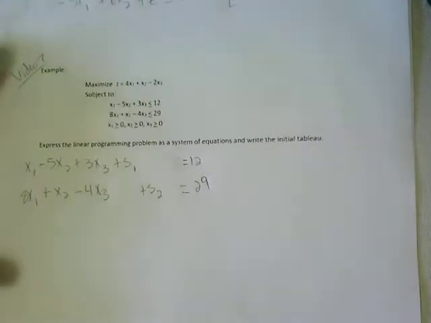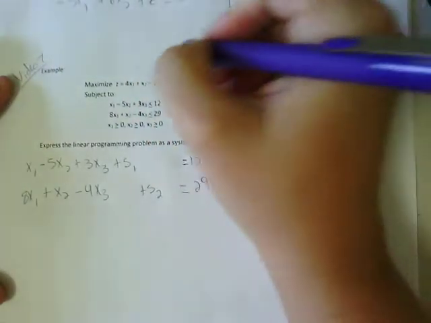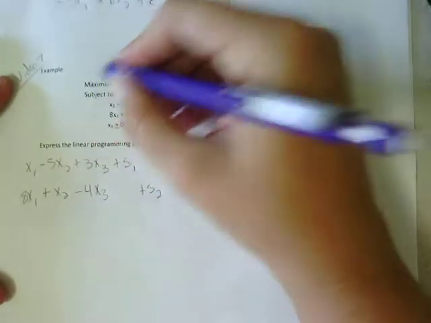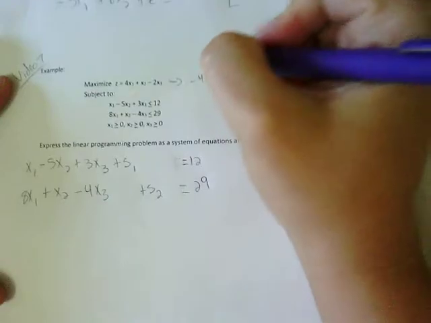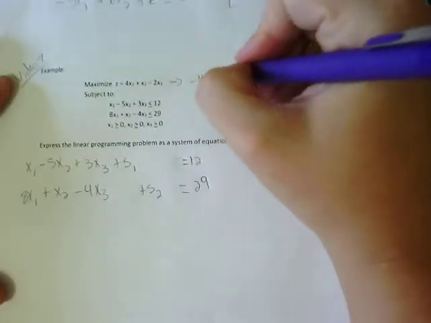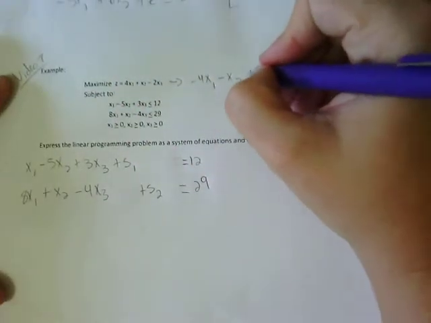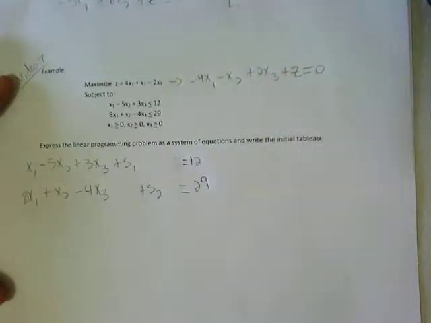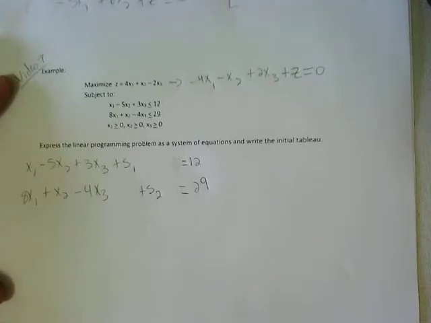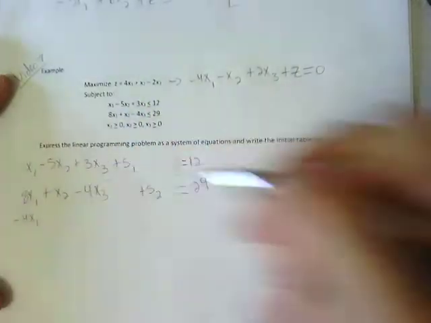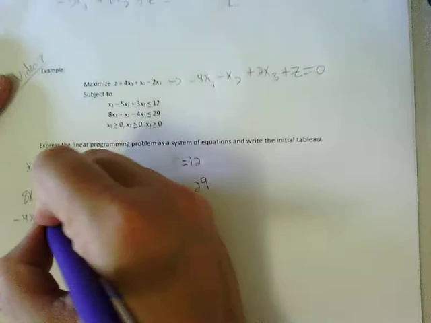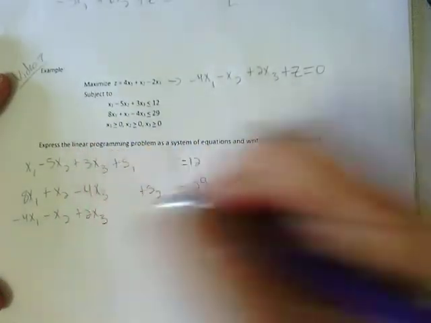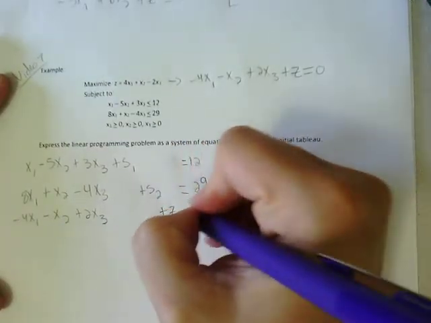But I do need to rewrite my maximization function, and I want to put everything over there. So I'll subtract 4x1, I will subtract x2, I will add 2x3, and I've got my plus z equals 0. So my last line here will be negative 4x1 minus x2 plus 2x3, and I'll put plus z over here equals 0.